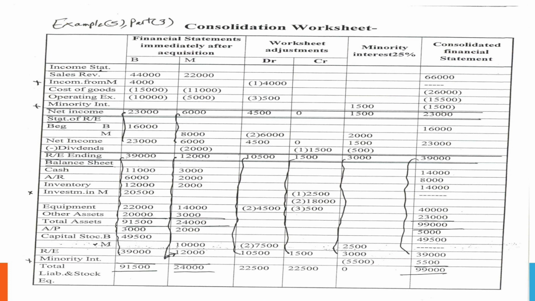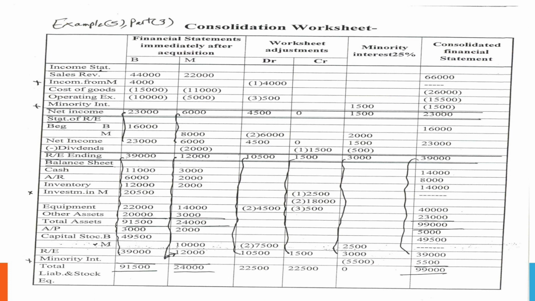With this information, December 31st, they gave you sales revenues for company B, 44,000, for company M, 22,000. Income from sub, which is M, 4,000. Put X beside it because we need to know where this number comes from. Put X beside 4,000. You need to explain in detail where this 4,000 comes from, remember?